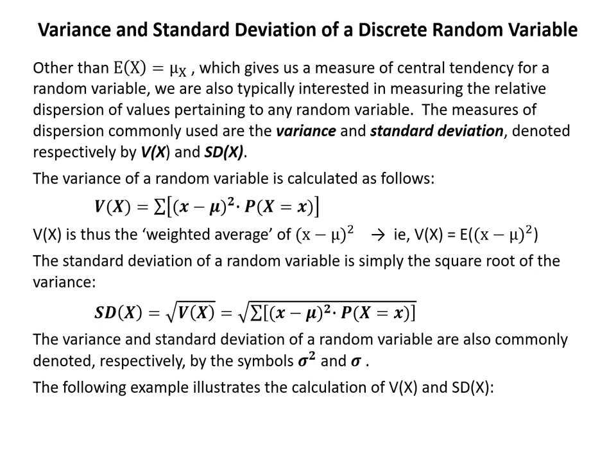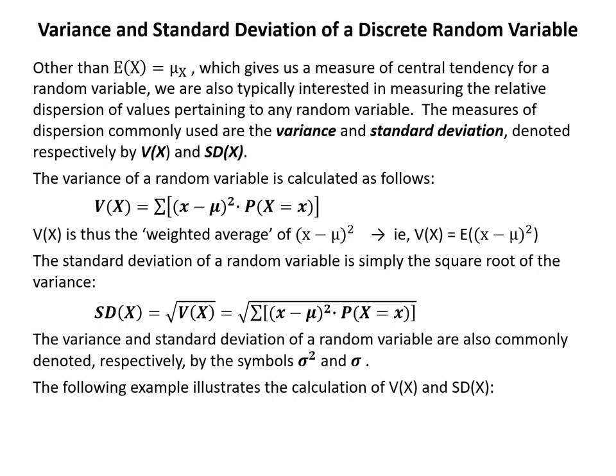The standard deviation of a random variable is simply the square root of the variance, as we've discussed previously. So the SD of x is equal to the square root of V of x. So it's just equal to the square root of the sum of, for each x, x minus mu squared times p x equals little x. The variance and standard deviation of a random variable are also commonly denoted respectively by the symbols sigma squared and sigma, as we've talked about previously as well.